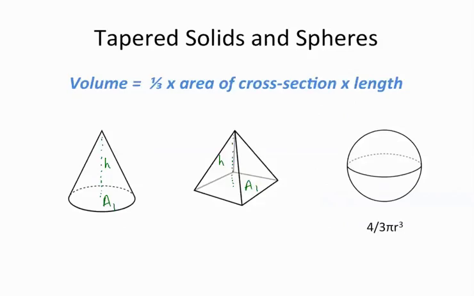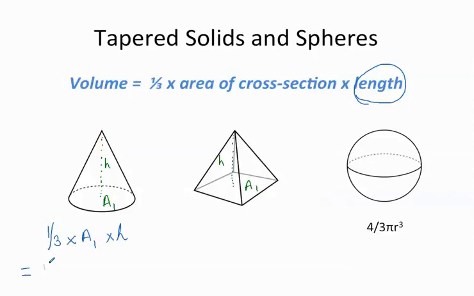Okay, sometimes we have tapered solids and spheres, which are a little bit different. So tapered solids, again, we've got a cross section here, so we have to work out the area of the cross section and multiply it by the length, but then we're just going to be taking a third of that when we look at cones and pyramids. So the cone here, we're going to have a third multiplied by A1, which is that cross section part, multiplied by the height. I've changed the length here to height because we're going up instead of across.